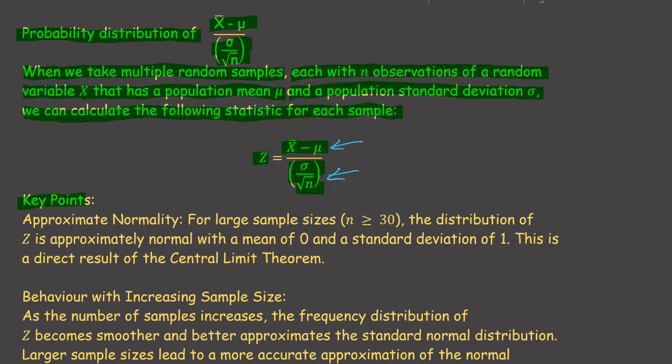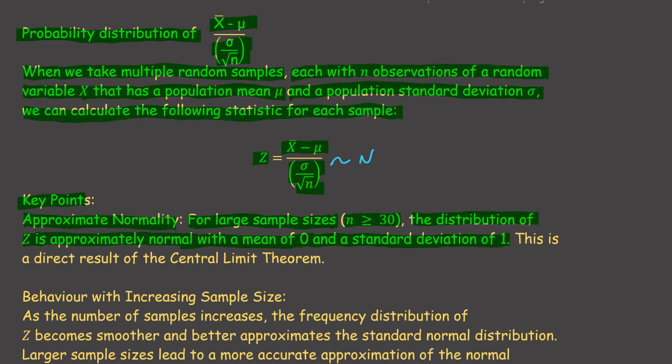Key points. Approximate normality. For large sample sizes, and here we've got our magic number, n is greater than or equal to 30, the distribution of Z is approximately normal with a mean of 0 and a standard deviation of 1. So what we're saying there is that this would follow normal 0, 1. And we used that in the last two examples, if you think about it. This is a direct result of the central limit theorem.